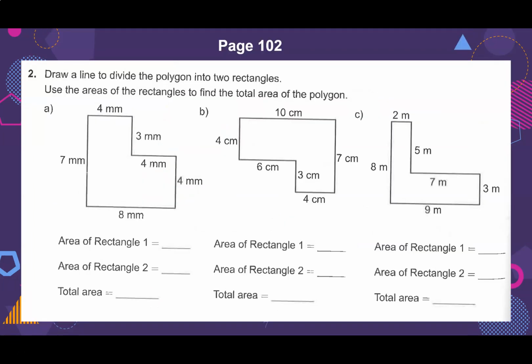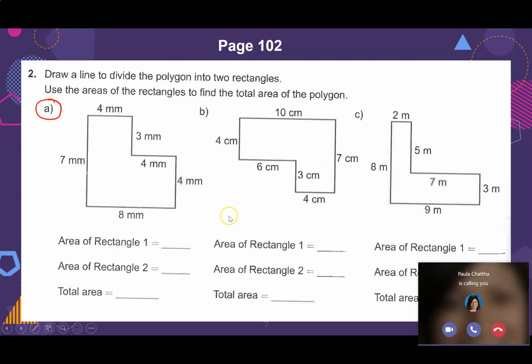Question 2 says, draw a line to divide the polygon into two rectangles. Use the areas of the rectangles to find the total area of the polygon. Now note there are many measurements listed on these shapes. You will not need to use all of these measurements, but you will need to find the correct ones for how you have divided the shape. Often there is more than one way to complete each question. Let's take a look at part A. So I see two different ways that we could divide this shape.